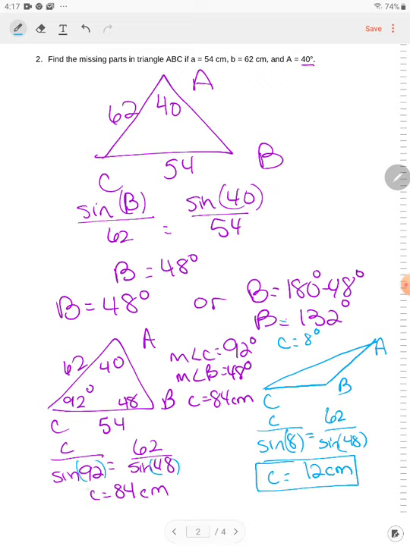So we found the missing side, because if you look at what your given information is, you know the a and b sides, and there's the side for c, and you found your missing angles. If B is 48 degrees, angle C is 92 degrees. However, if B is 132 degrees, we have that triangle where C is 8 degrees.